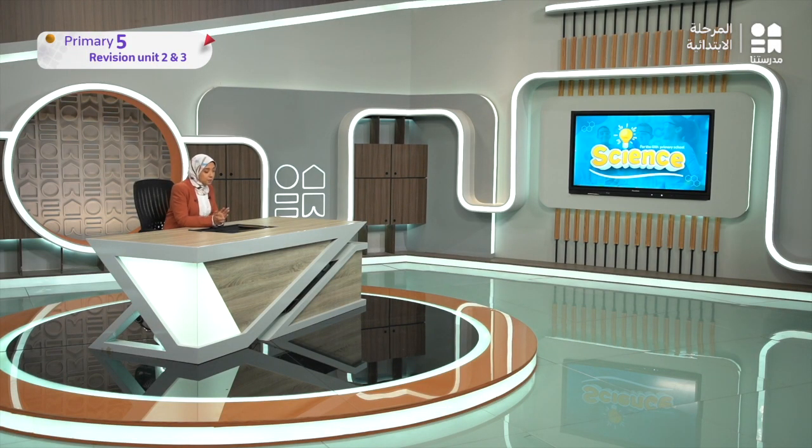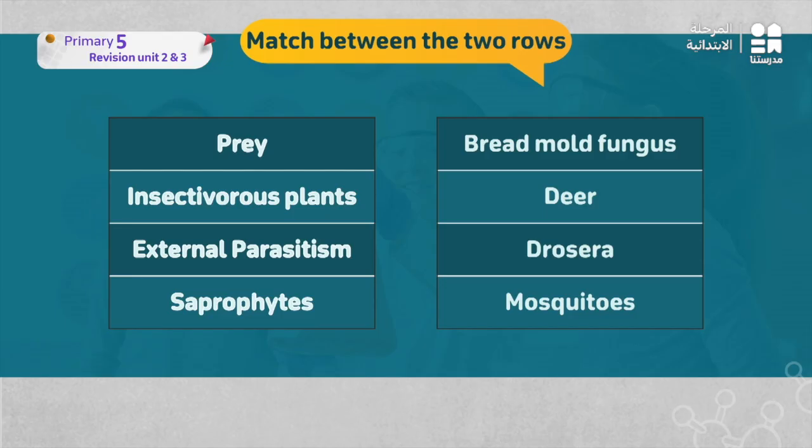Prey ايه من هنا يعتبر prey؟ Bread mold fungus? No, it's not prey, it's saprophytism. It's one of the saprophytic organisms. طيب deer? Yes, deer is a prey. احنا عارفين ان اللاين هو predator والdeer it's a prey in which the lion preys on a deer. So the prey is the deer.